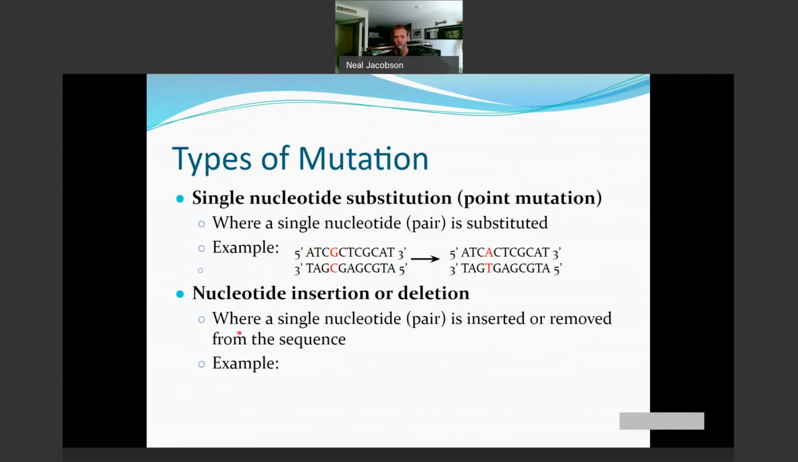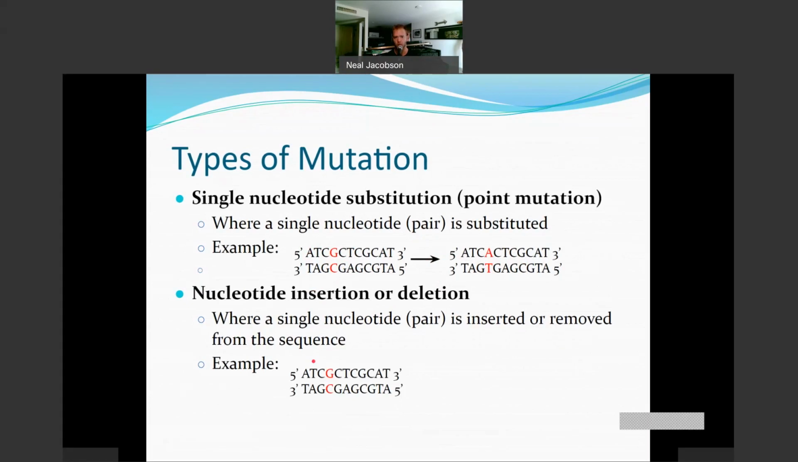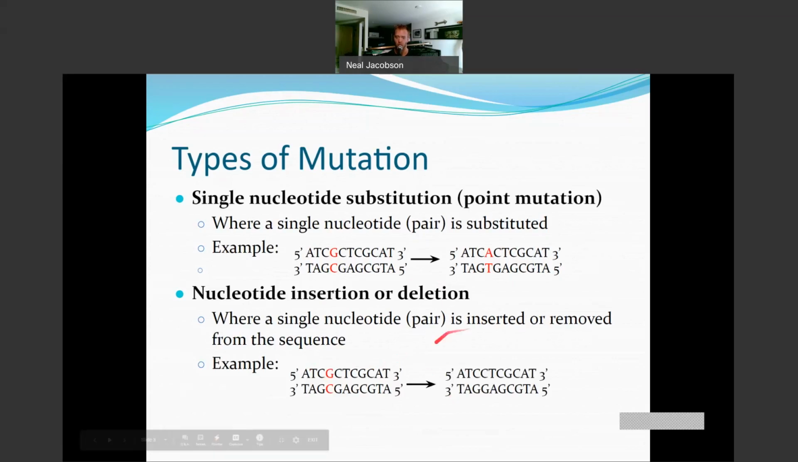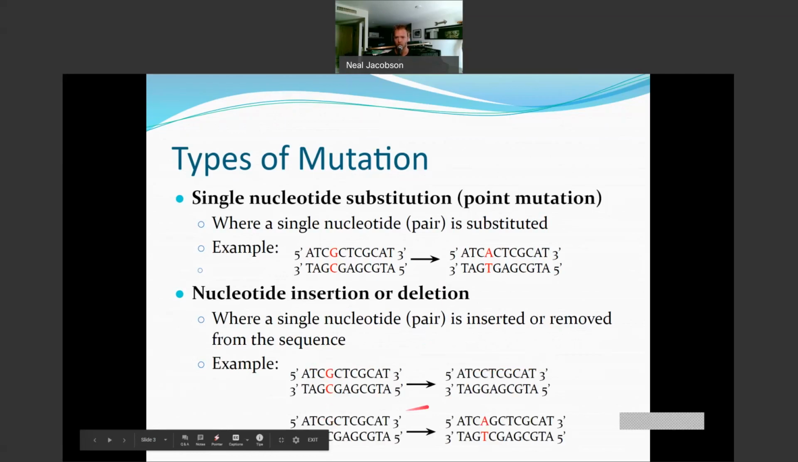Now, the one where it's the insertion or deletion. In this particular case, it goes ATCG, and then the G actually gets removed. That would be a deletion, and that does change the length of the gene. It does change the length of the nucleotides. And then here's one that goes ATCG, and then we go ATCAG. So we added one in there, so that's an insertion. Those are the main two types of mutations.